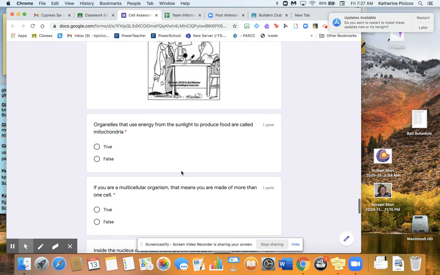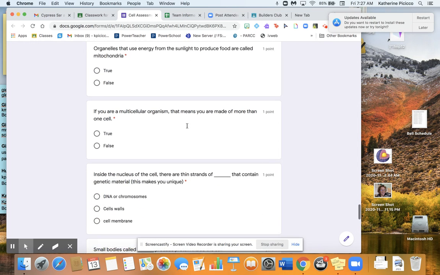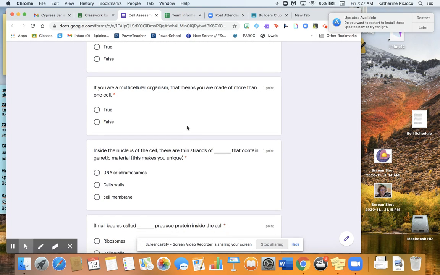Okay, next one. Organelles that use energy from the sun to provide food are called mitochondria. Is that true or false? Organelles that use energy from the sun to produce their food. Is that called mitochondria? True or false? Okay, next question. If you are a multicellular organism, that means you are made of more than one cell. True or false?